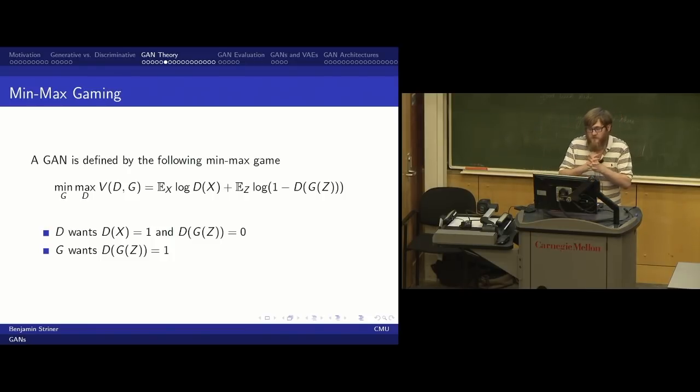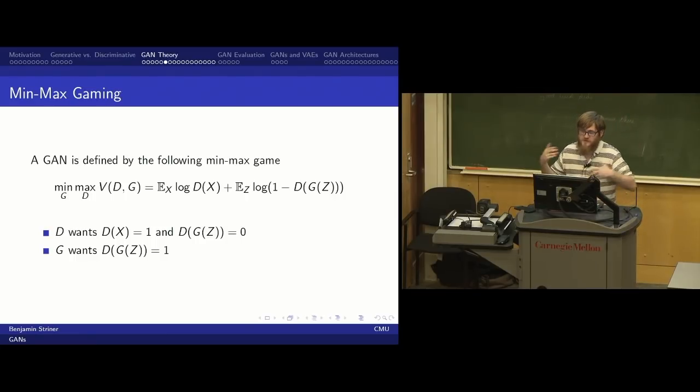But the very simple game here is a min-max game, and that's always how it's described. Minimum over your generator, maximum over your discriminator. So there's a loss function. Your discriminator is trying to make this loss really, really high. Your generator is trying to make the loss really, really low. And they'll meet somewhere in the middle. And figuring out where that balance is and making that balanced point happen is kind of the trick to GANs.